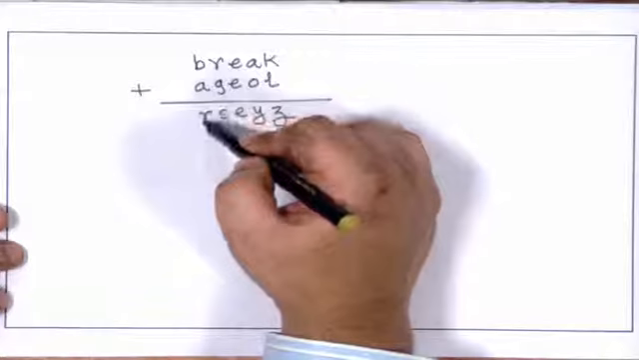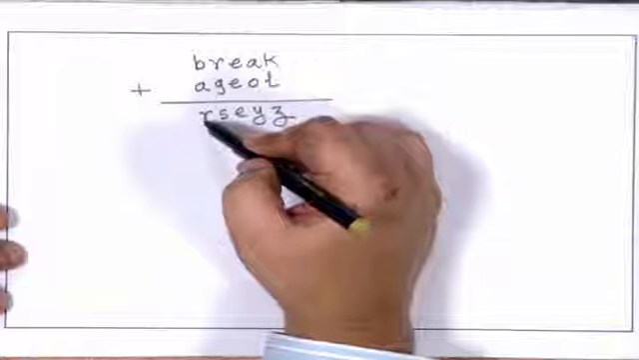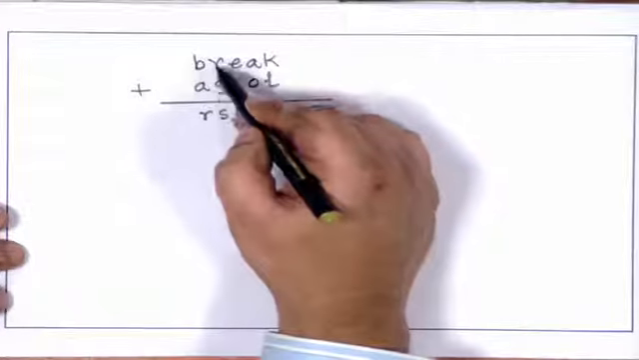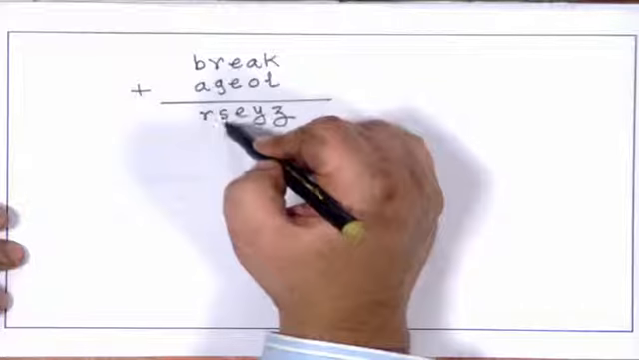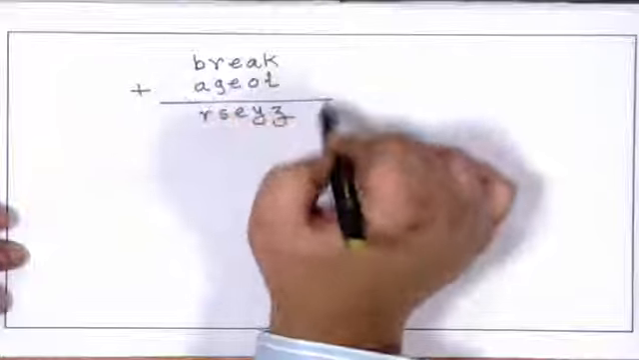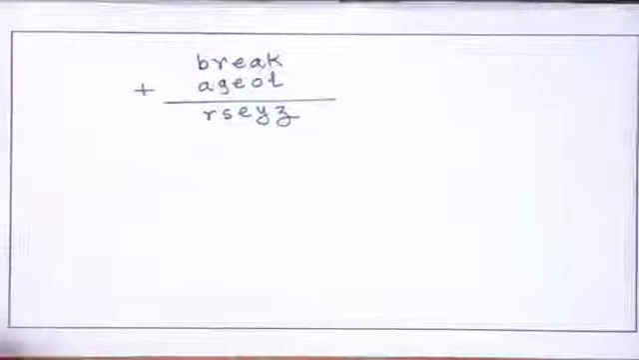Obviously, this r and this r have the same value, and whatever be the value of g, r plus g must be the same value as s. So, given a crypt arithmetic problem like this, we would like to know the values of these letters a, b, r, e, a, k, g. What are the possible values? At least can we have one solution? So, how are we going to model this problem?